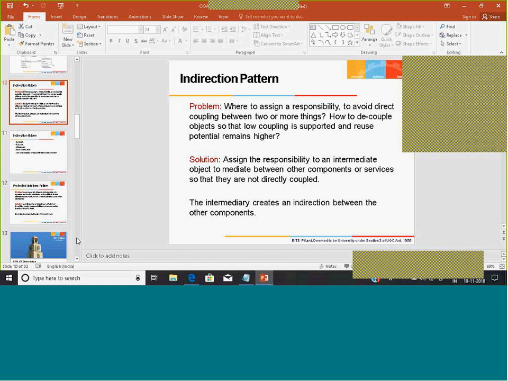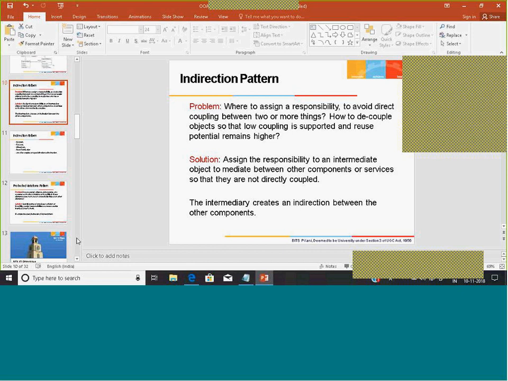The indirection pattern, let's understand the problem that it tries to solve. It says: when to assign a responsibility to avoid direct coupling between two or more things, or how to decouple objects so that low coupling is supported and reuse potential remains higher. So the problem is how to reduce the coupling between two modules or two systems. If there are two systems which are directly using each other and are highly coupled, because of which a change in one system leads to a change in another system, how should one go about reducing this coupling?